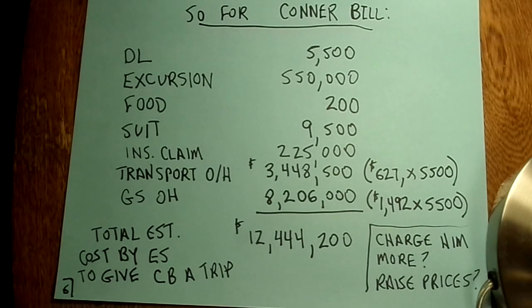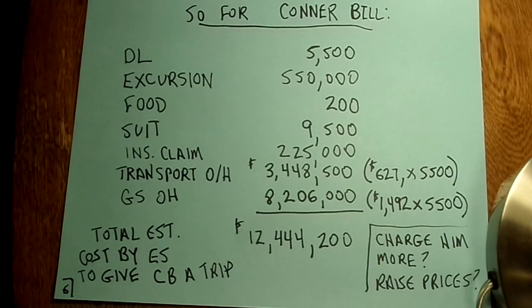But now we're going to allocate transportation overhead, $627 times 5,500 direct labor dollars, and we get this 3,448,500. We also came up with guest services overhead, and we got that by taking the 1,492 and again multiplying it by the 5,500 direct labor dollars. And when we added up all these numbers, the total estimated cost, and remember this is an estimate, but our total estimated cost for Connor Bill was $12,444,200.